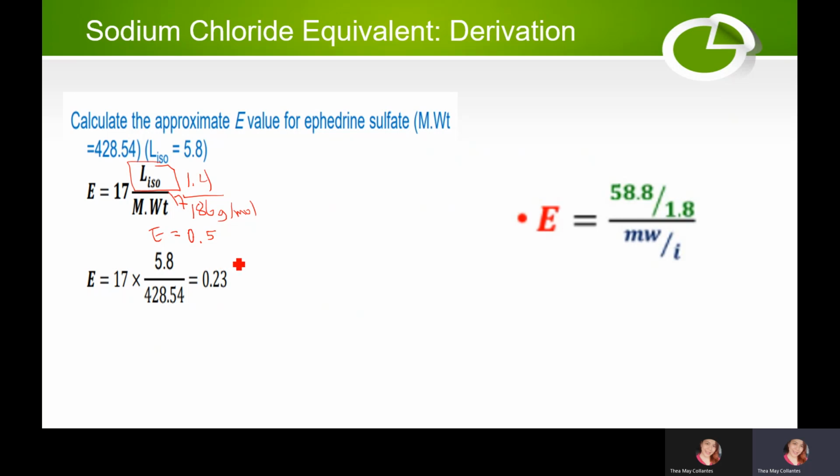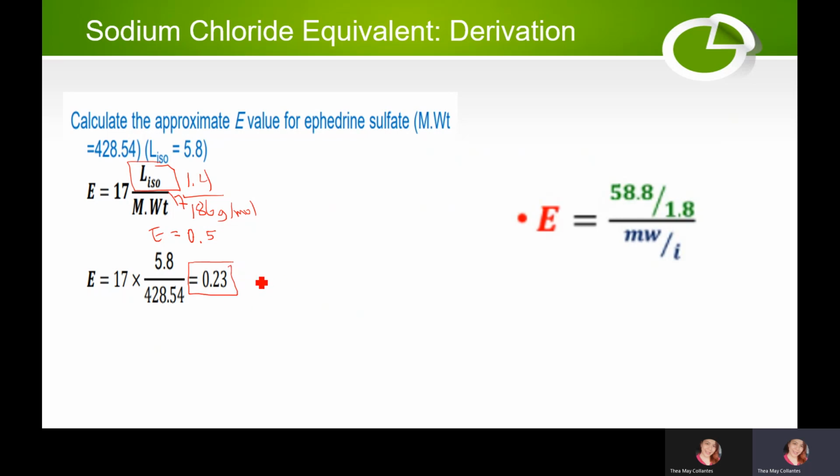So it means that you should know how to express it. Another example: calculate the approximate E value for ephedrine sulfate. As you can see, it is given. We just substitute it, and we now have 0.23.